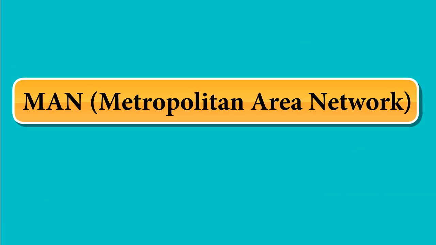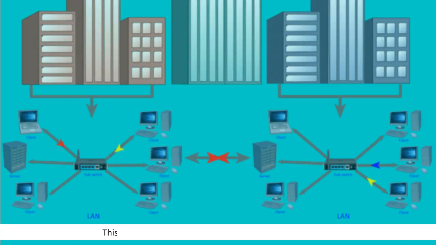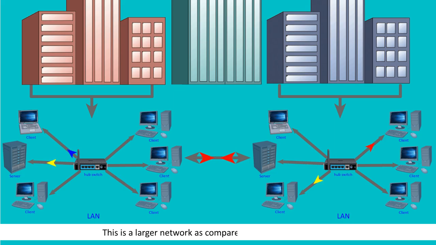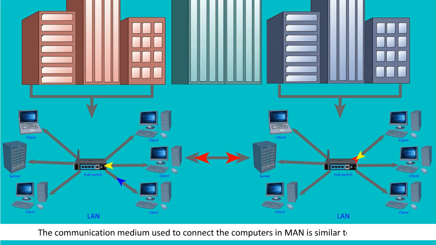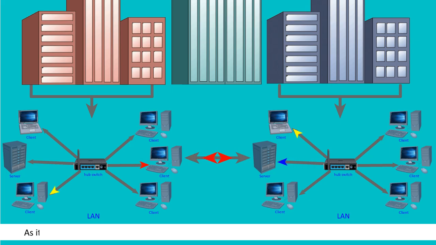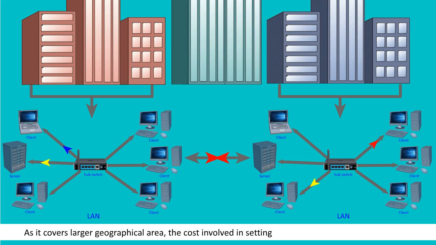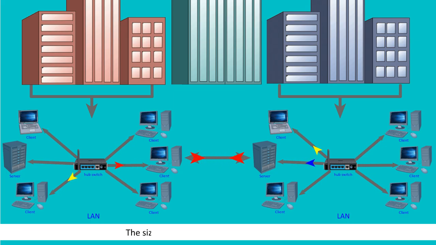MAN or Metropolitan Area Network. This is a larger network as compared to LAN. It covers a city. The communication medium used to connect the computers in MAN is similar to that in LAN. As it covers larger geographical area, the cost involved in setting up a MAN is much higher than LAN. The size of a MAN can range from 10 to 50 kilometers.